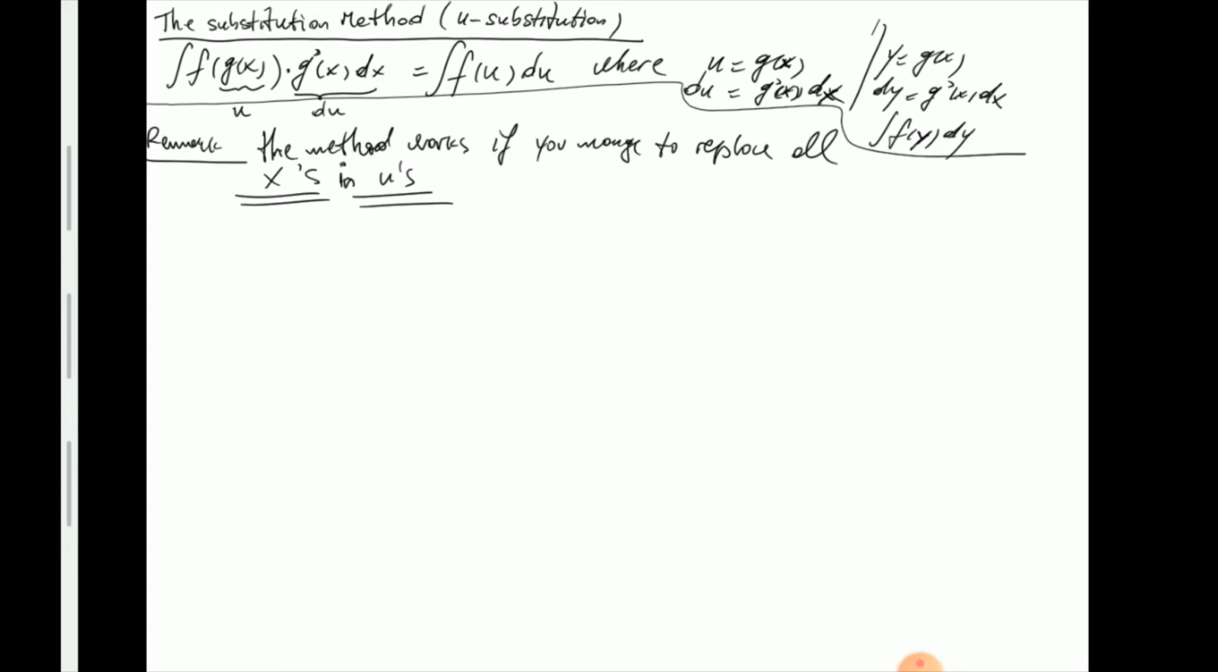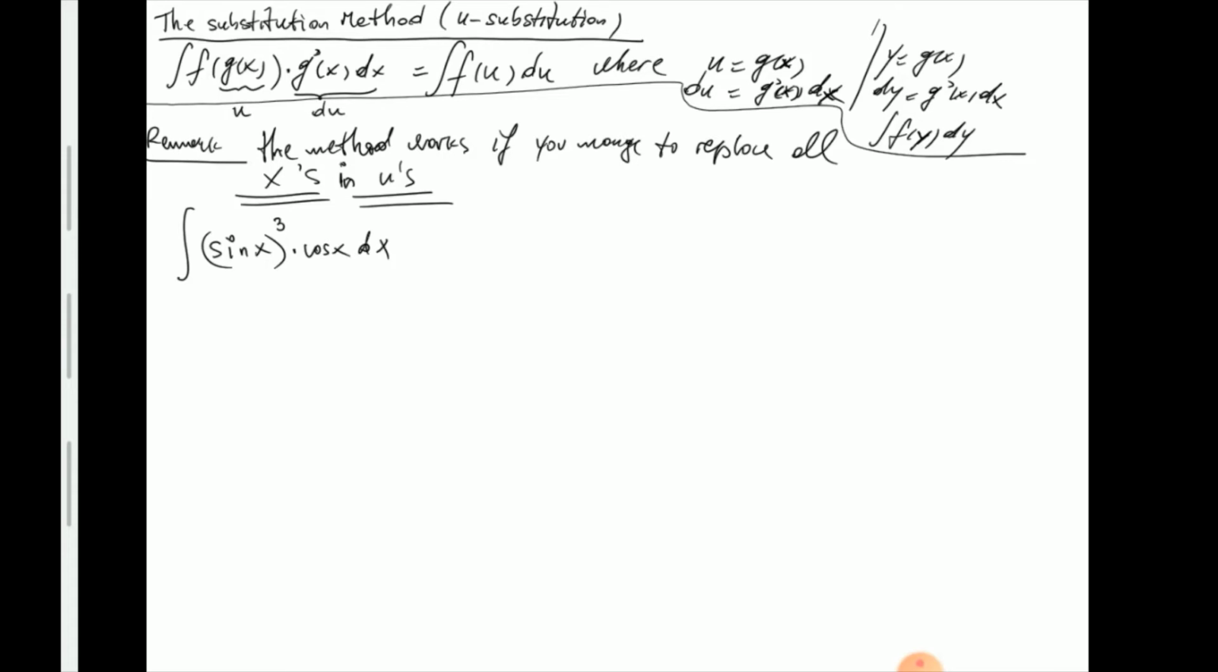So let's take an example, and let's start with one which is quite obvious in the sense that it really looks like the formula. So let's say I want to integrate sin(x)³ times cos(x) dx.